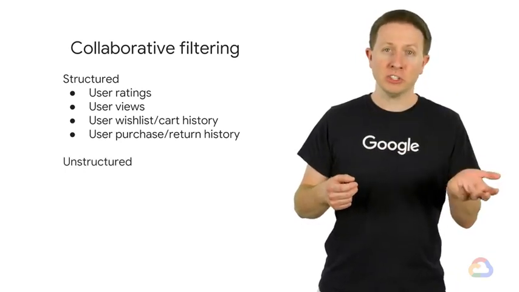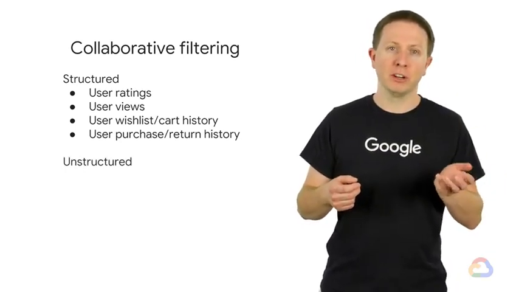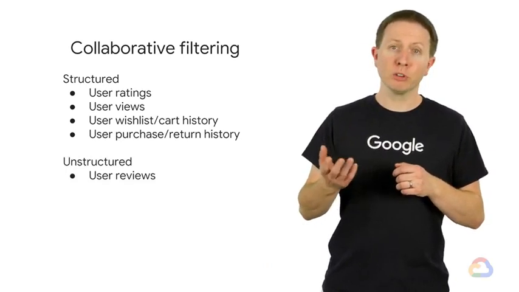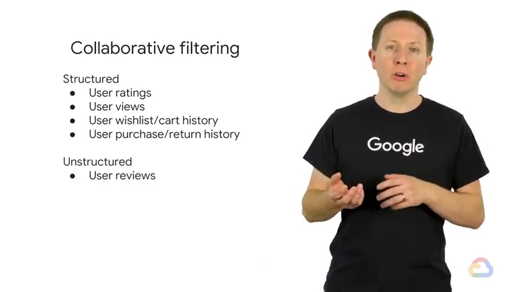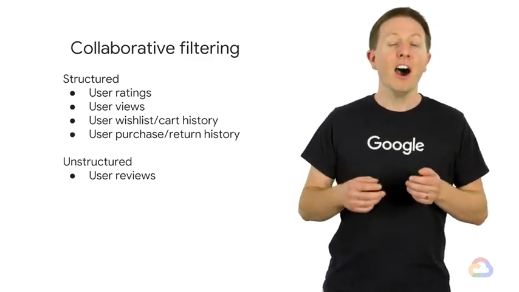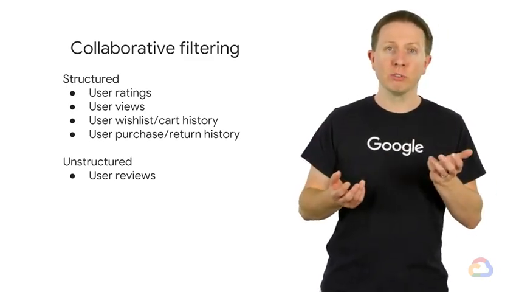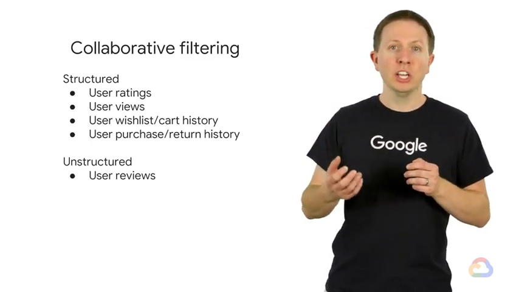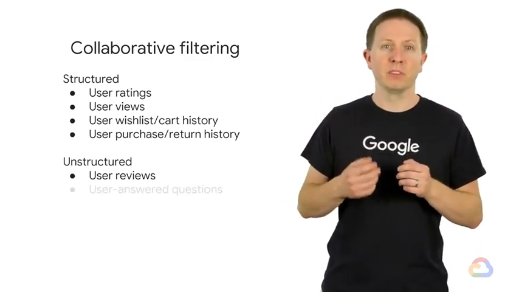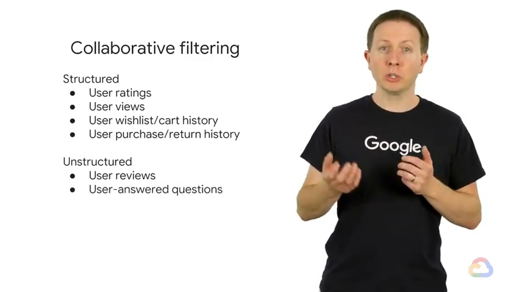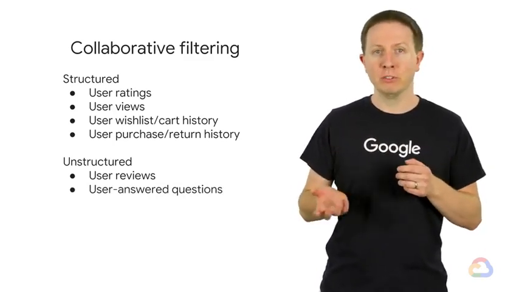There's also unstructured data that we can use for a collaborative filtering model. One type is user reviews. These will be free text that we can apply natural language processing to in order to gain some idea of sentiment. Unlike content-based professional reviews, these are written by users that we can find similarities to in order to make recommendations from. We can also try using user-answered questions as data for a collaborative filtering model.